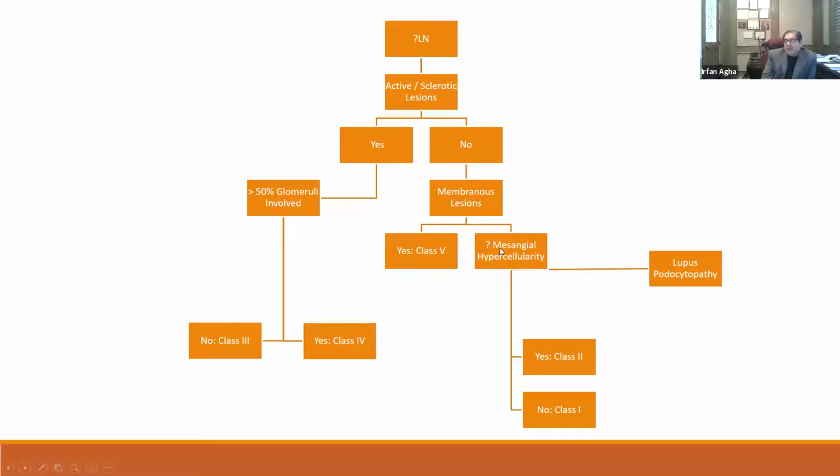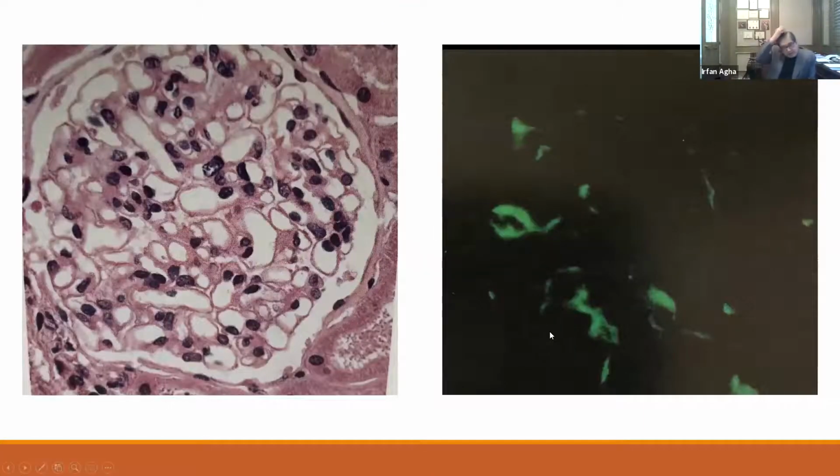And a separate animal is what is called lupus podocytopathy, where you have mild mesangial hypercellularity, so just class 1 or class 2 disease, but you have diffuse foot process effacement. And so that then qualifies as lupus podocytopathy. So I'm going to let Dr. Latif go over some of the histopathology slides, and then we'll switch to cases.